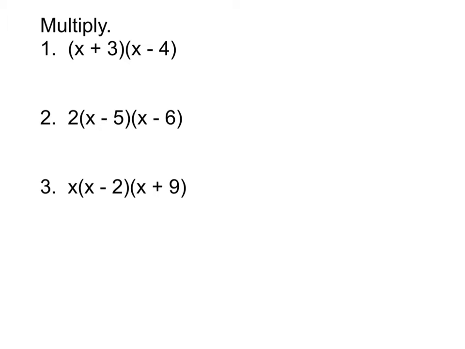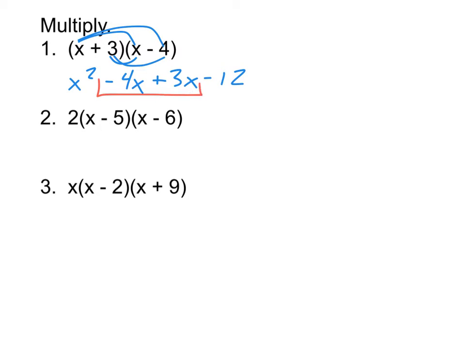So for doing that first one there, x plus 3 times x minus 4, really what we're doing is we are multiplying everything in the first parentheses by everything in the second parentheses. And so when we do that, we end up with x squared minus 4x plus 3x minus 12. And then we look to combine like terms, and yes, we do have like terms here. And you notice the negative 4x plus the 3x will just give us a negative x, or negative 1x if you prefer, but that simplifies down to be just negative x.